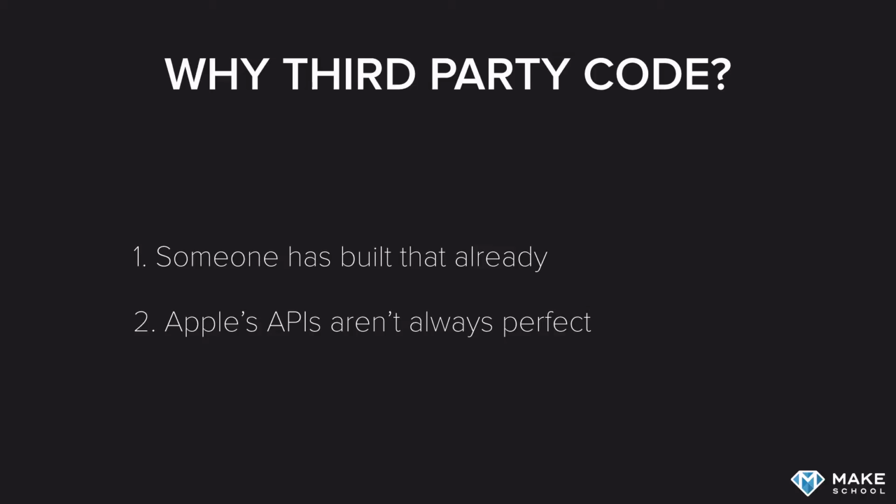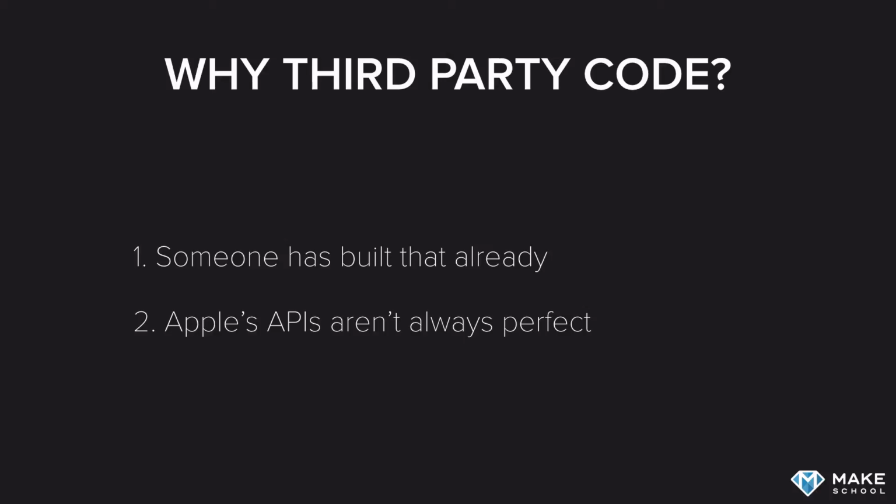Another good reason to use a library can be an easier to use version of Apple's APIs. In some cases, for your specific use case, Apple's APIs are not perfect. There are many libraries out there that make certain features easier to use. For example, if you want to implement auto layout constraints in code, there are a lot of libraries that make that easier. These are the two main reasons why you want to look into using third-party code.